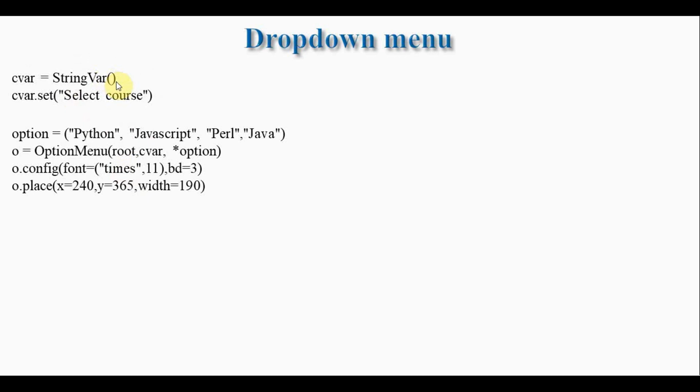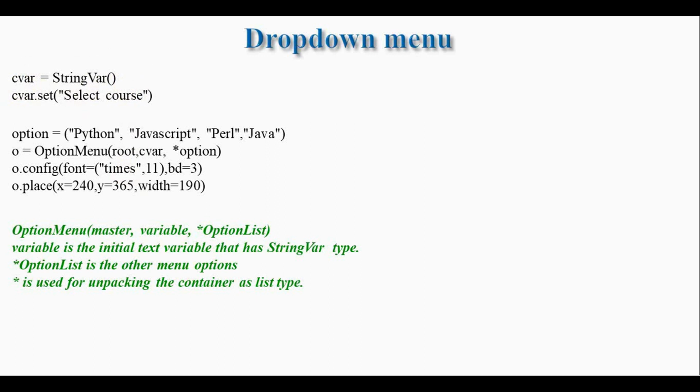cvar is equal to a C variable. We are using a variable set as StringVar. It means it will hold only a string. If nothing is mentioned there, it will hold a null string. So now I am specifically setting that variable. You can set the value of the variable as select course. Then we have this option menu, and this is the syntax for the option menu.